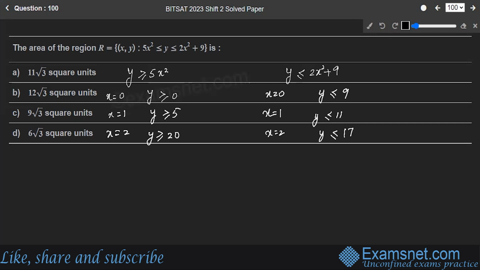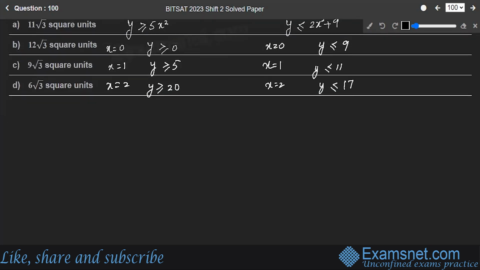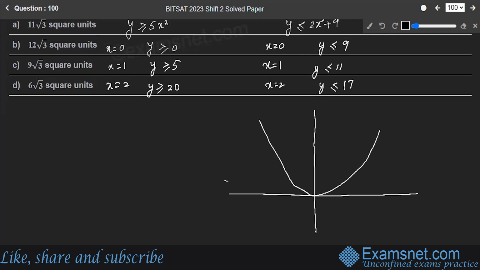Okay, so now the two curves will look something like this. If I draw them on the coordinate axis, the two curves should look something like this. The first is this one, passing through the origin. This is for y greater than or equal to 5x squared. And the second one is a little less steep. This curve is given by y less than or equal to 2x squared plus 9. This is the point 0, 9 for the curve, right? This one. And this is the origin, and this is passing through the origin.